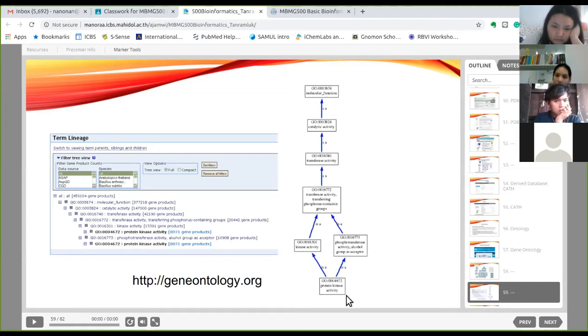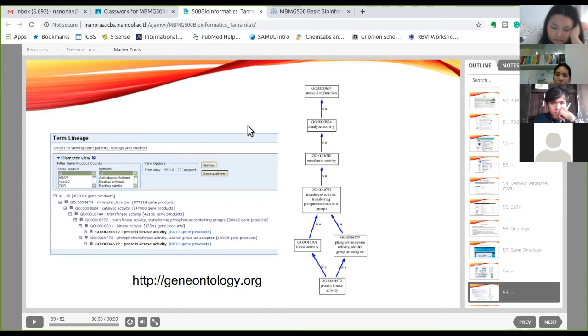So this is function in catalytic activity. So it reads from bottom to top. The bottom one is the most specific one, and the top one is the broadly categorized terms. So gene ontology has three main domains. It has molecular function, biological process, and cellular components or subcellular locations.